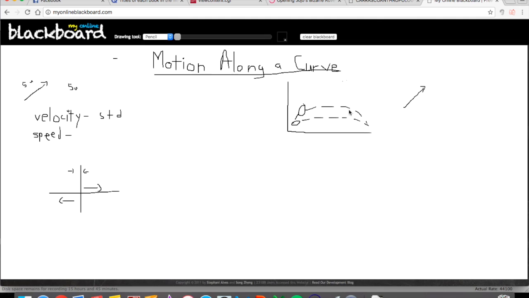So we want to split it up into its two components. It has a y component, as in it's moving up, and an x component, as in it's moving to the side. Now, the physics of this is also important, but that's not important for this lesson specifically. So that means that there's a velocity in this direction and a velocity in that direction. So the velocity will actually be the vector sum of dy over dt plus dx over dt.